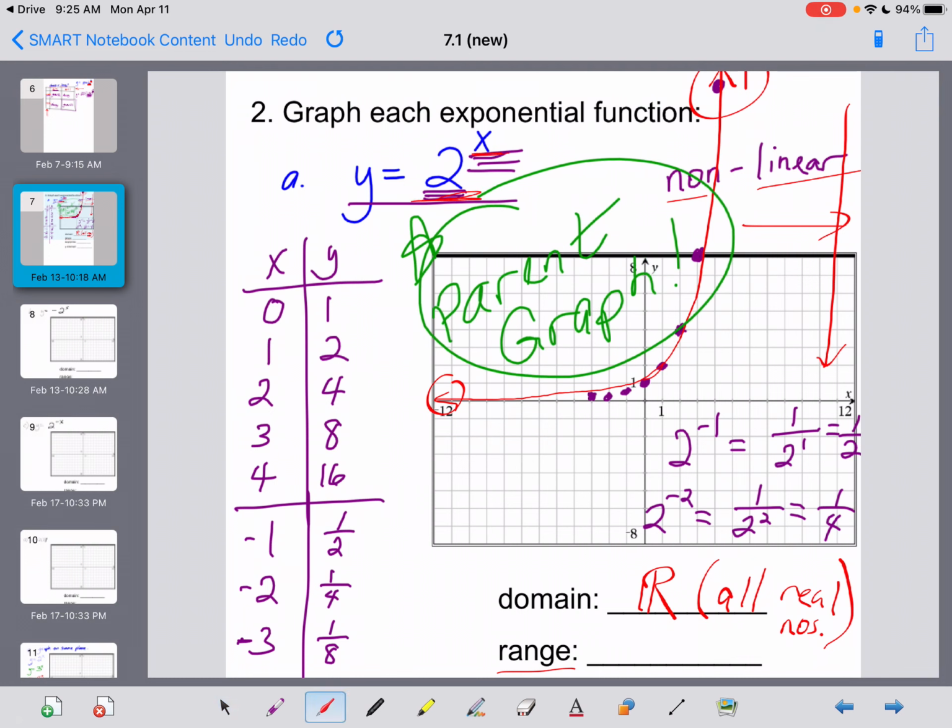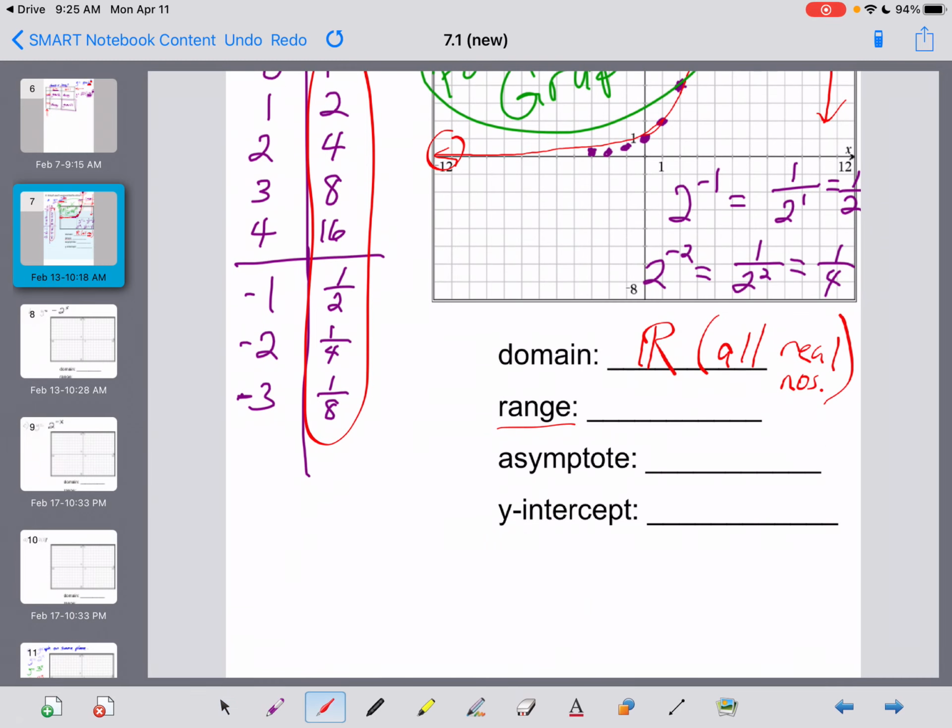You can take positive 2 to any power and get any positive result that you want, but you will never get 0 and you will never get a negative number. And so for that reason, everybody, our range right here is going to be all y values greater than 0. But that excludes 0 itself, and it excludes negative numbers.